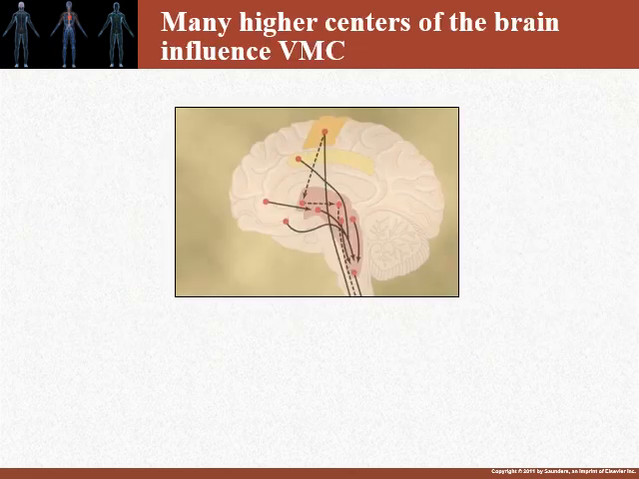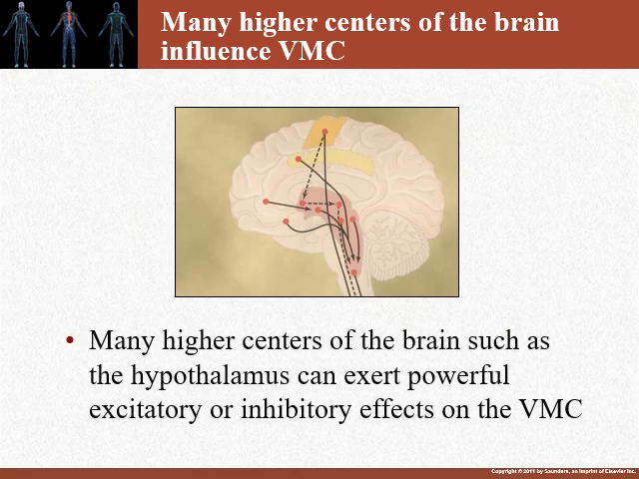Now, there is also a contribution of higher centers of the brain, which influence the vasomotor center. And you can see that some of the areas in the cortex and also in the hypothalamus can exert powerful excitatory or sometimes inhibitory effects on the vasomotor center. So the vasomotor center can be influenced by higher centers, which can induce strong effects on the vasomotor center or the cardiovascular system.